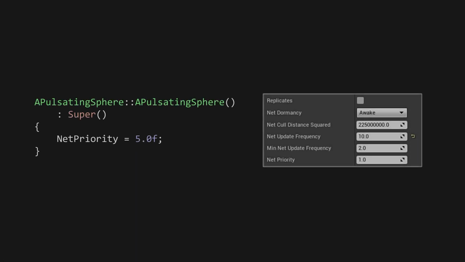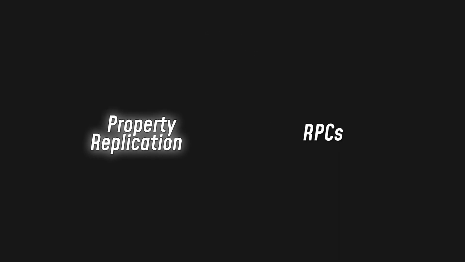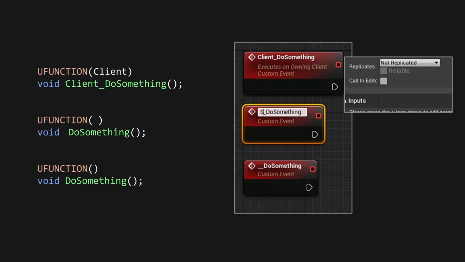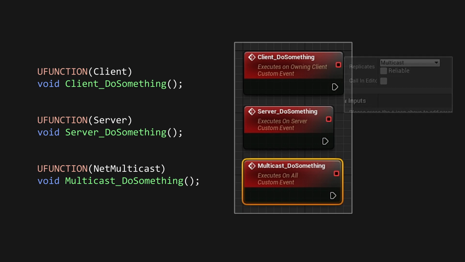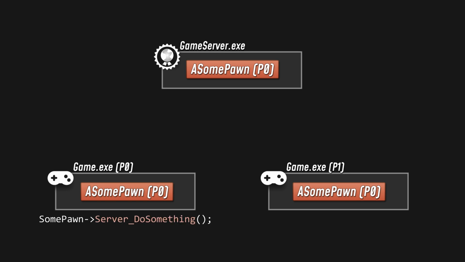So for example, you could dictate that an important actor should be updated 5 times more often than it would be otherwise. That process of periodic bandwidth-limited network updates mostly applies to replicated properties. If you have a high-priority message that you want to send over the network immediately, that's what RPCs are for. Any UFUNCTION can be designated Client, Server, or NetMulticast to make it an RPC. If you invoke a Client RPC from the server, then the function implementation will run on the owning client. If you invoke a Server RPC from the owning client, then the function implementation will run on the server.